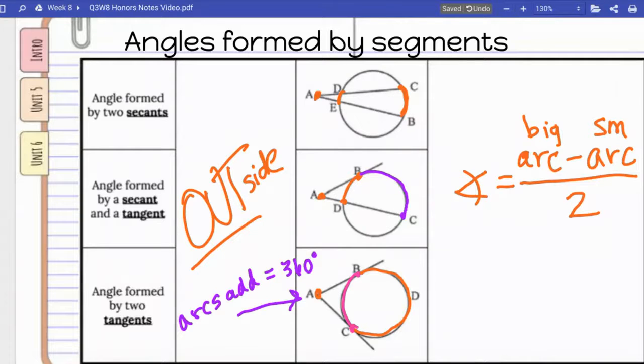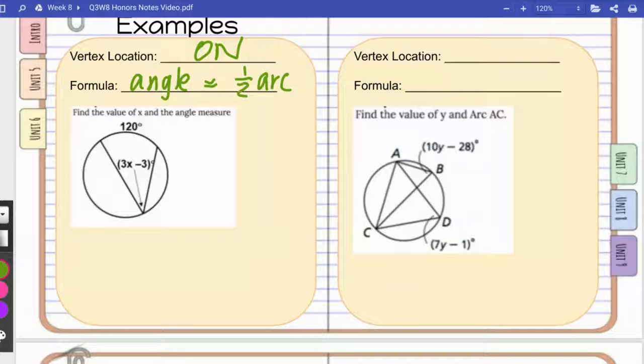So next what I want you to do is try to work on the examples below and then check your answers with the video. We have the vertex of this angle is located on the circle. So the rule is that the angle is equal to half the size of the arc. So we just plug in the angle, which is 3x minus 3, set it equal to half, and what's the measure of the arc? 120. Just work out our algebra.